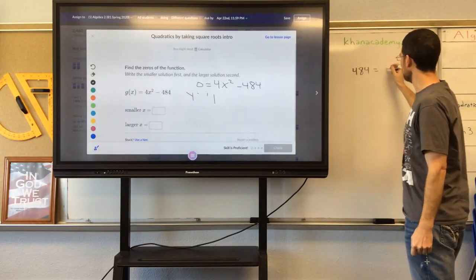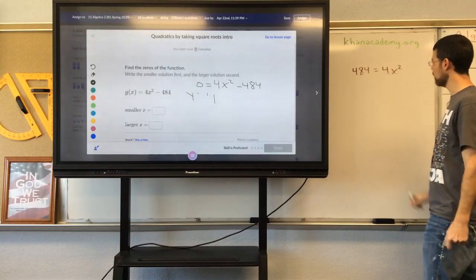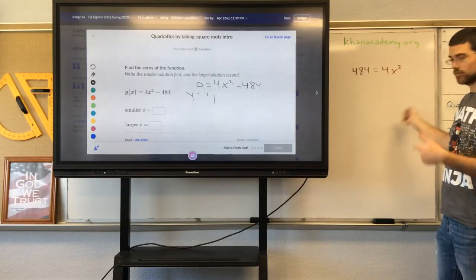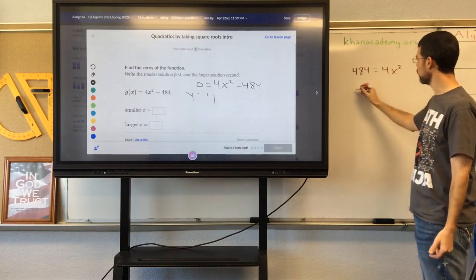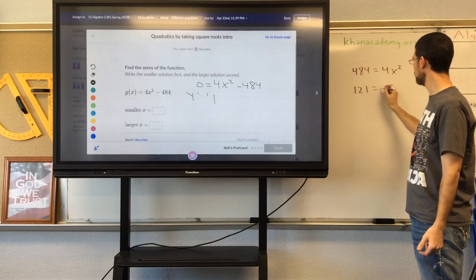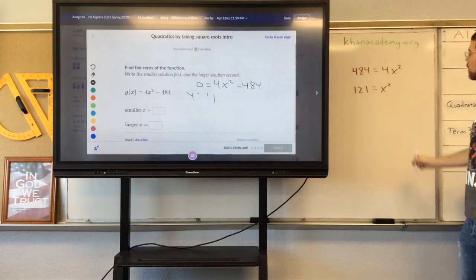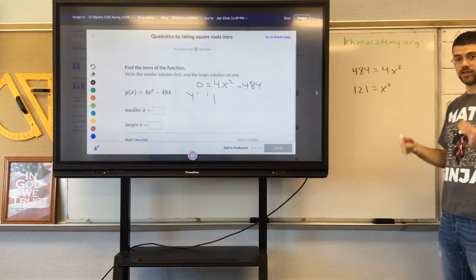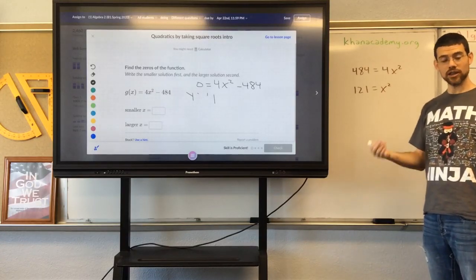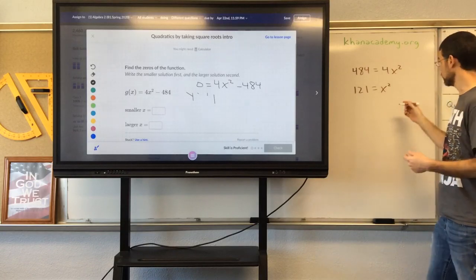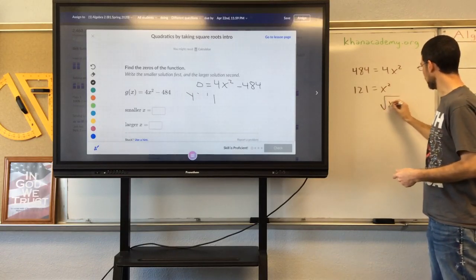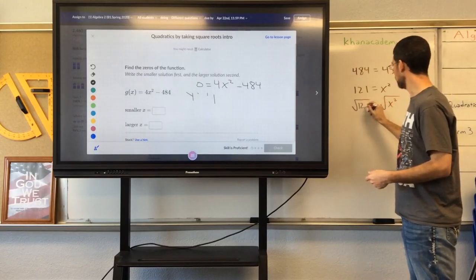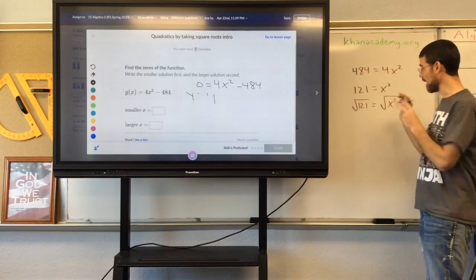484 equals 4x squared. Then we want x alone, so we have to undo multiplying by 4. Divide both of these sides of the equation by 4, and we get 121 equals x squared. Now, to find x, you would take the square root, because the square root is the inverse operation of squaring. So, square root of x squared equals the square root of 121. But you have to be careful at that step.